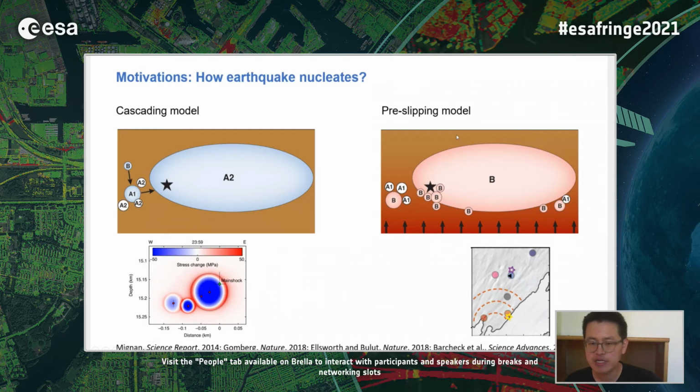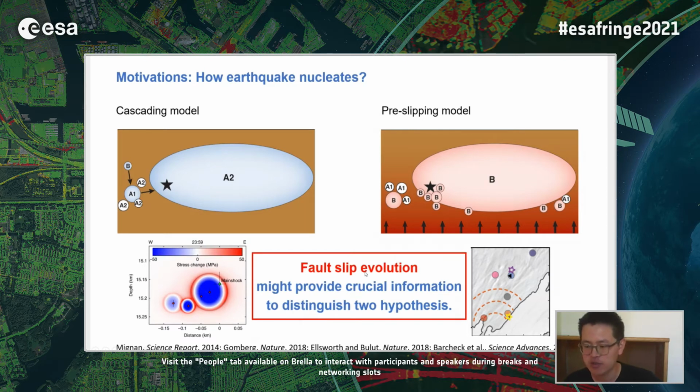In the second model, the pre-slip model, it highlights precursory slow slip preceding the occurrence of a big earthquake. For example, on the Whillans Ice Stream fault, GPS stations identified around 10 centimeters of slow slip migration in the downstream direction before the occurrence of a glacial earthquake. So how could we distinguish the cascading model and the pre-slip model? We propose that the foreslip evolution might provide crucial information to examine various hypotheses of earthquake nucleation mechanisms.